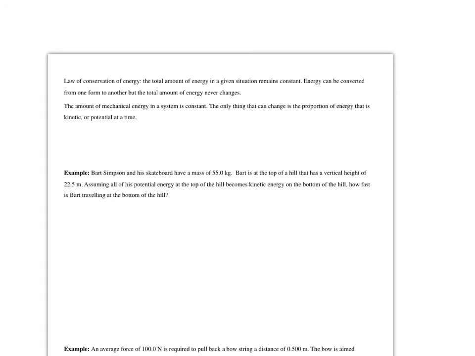The law of conservation of energy states that the total amount of energy in a given situation remains constant. So energy can be converted from one form to another, but the total amount of energy never changes. That means that EM is constant. Hence what it just says here. The amount of mechanical energy in a system is constant. The only thing that can change is the proportion of energy that is kinetic or potential at any time.